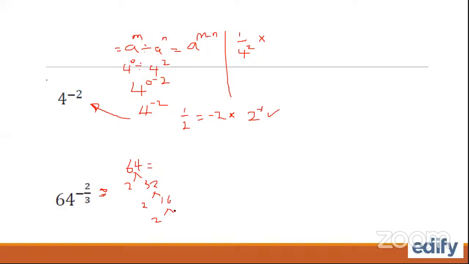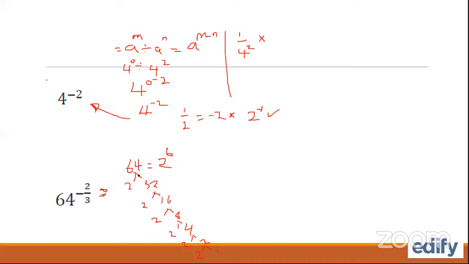Yes, it is 8. Then divide by 2, 4. Then divide by 2 is equal to 2. Then by 2, 1 is 1. So 64 is the same as 2 to the power 6. 2 to the power 6.